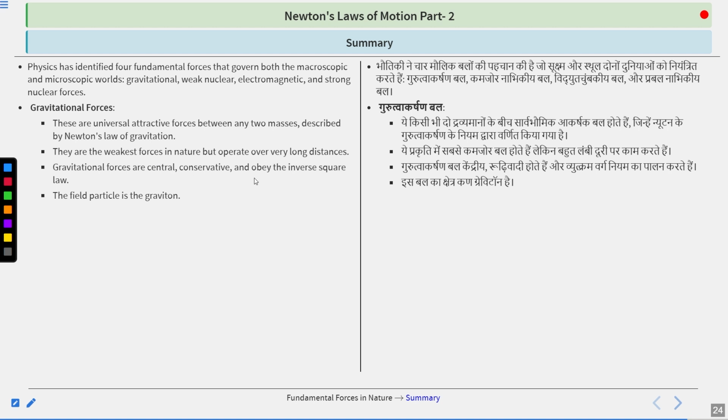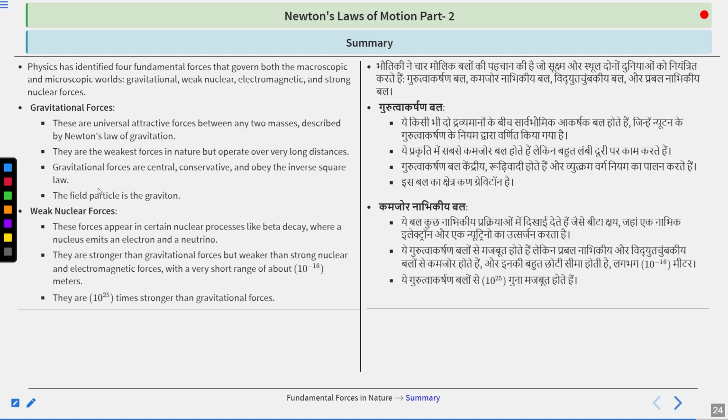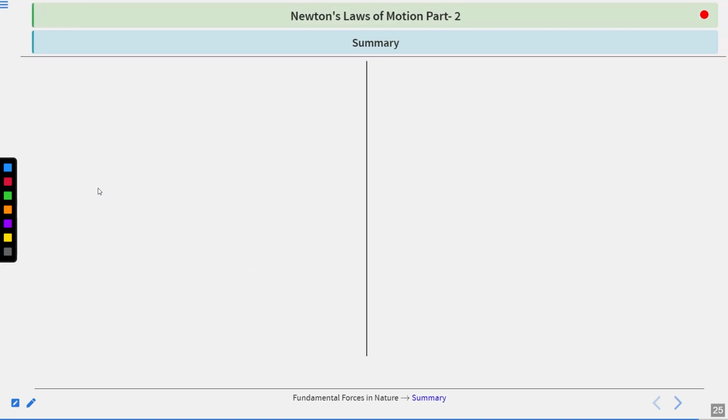Central, conservative, obeying the inverse square law. The field particle is the graviton. We have talked about the weak nuclear forces, appearing in certain nuclear processes like beta decay, where a nucleus emits an electron and neutrino. They are stronger than the gravitational forces but weaker than the strong nuclear and electromagnetic forces, with a very short range of about 10 power minus 16 meters. They are 10 power 25 times stronger than gravitational forces.